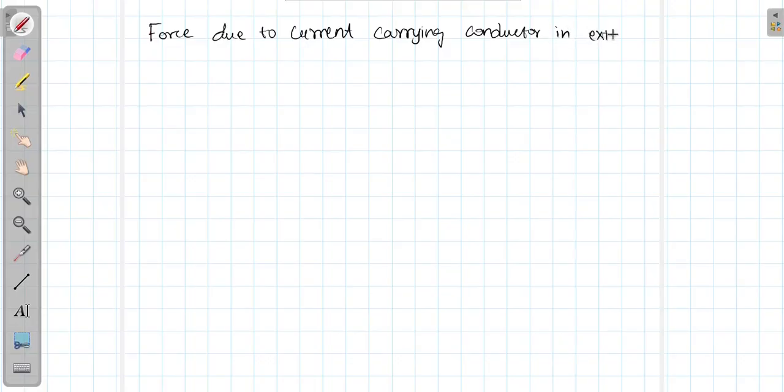We start discussing the force due to current carrying conductors in an external magnetic field.